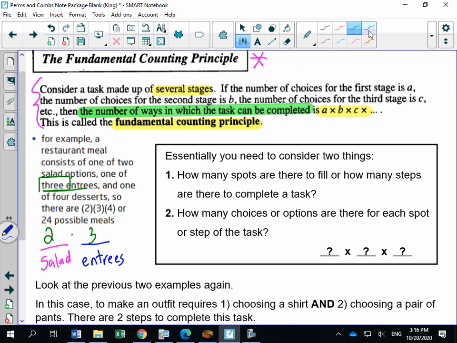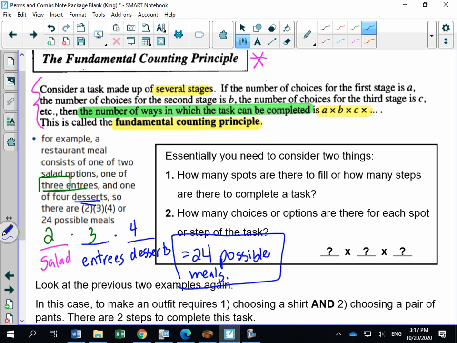And then after that, we have 4 desserts. So the third stage would be desserts, and there are 4 desserts to choose from. So if you go to a restaurant and they have 2 salad choices, 3 entree choices, and 4 dessert choices, the total possible meals that you could make would be 2 times 3 times 4, and that is equal to 24 possible meals. And that's using the fundamental counting principle to figure that out. Okay? So again, for each stage you figure out the number of choices, and you simply multiply those together, and that's how you apply the fundamental counting principle.